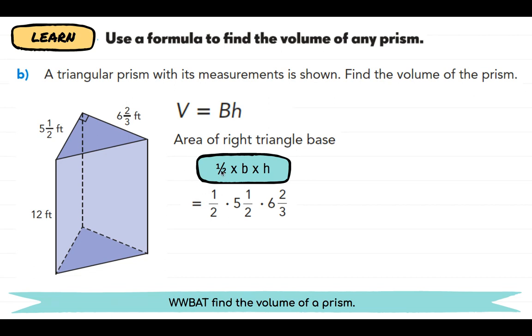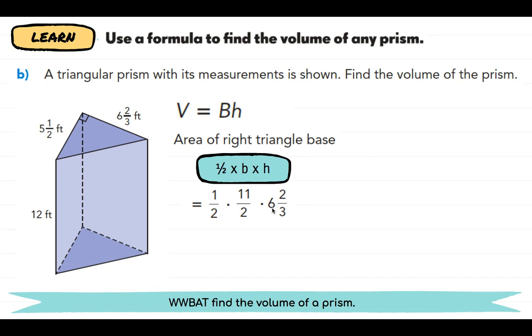So in this case, we can just take 1/2 times the base, which is 5 1/2 feet, times the height, which is 6 2/3 feet. And like usual, before we can solve the problem, our mixed number has to be turned into an improper fraction. So in this case, 2 times 5 is 10. 10 plus 1 is 11. So our 5 1/2 becomes 11/2.